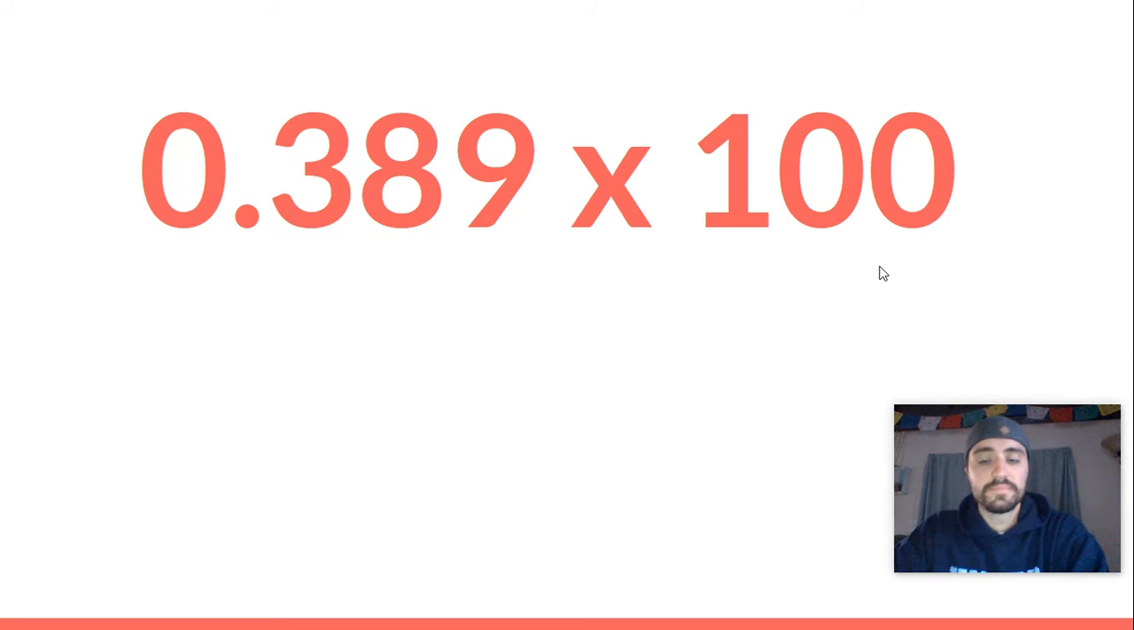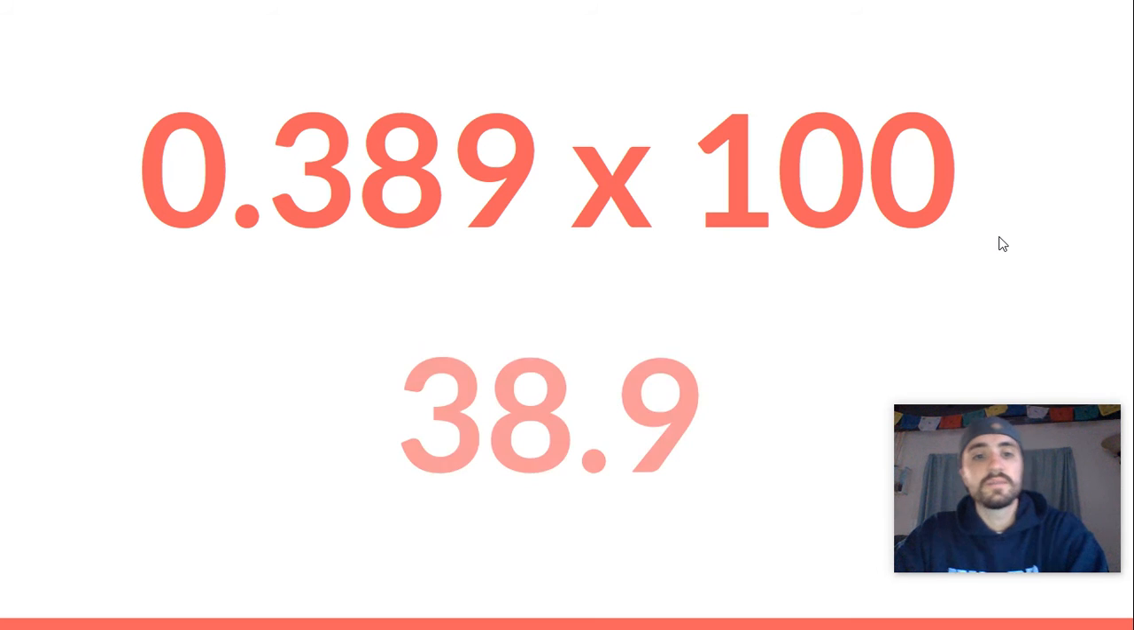Next one. All right. This was 38 and 9/10. Again, this is the second power of 10. It's 100. It has 2 zeros, so we push our decimal back 2 spots. So our new decimal would go here, 38 and 9/10.